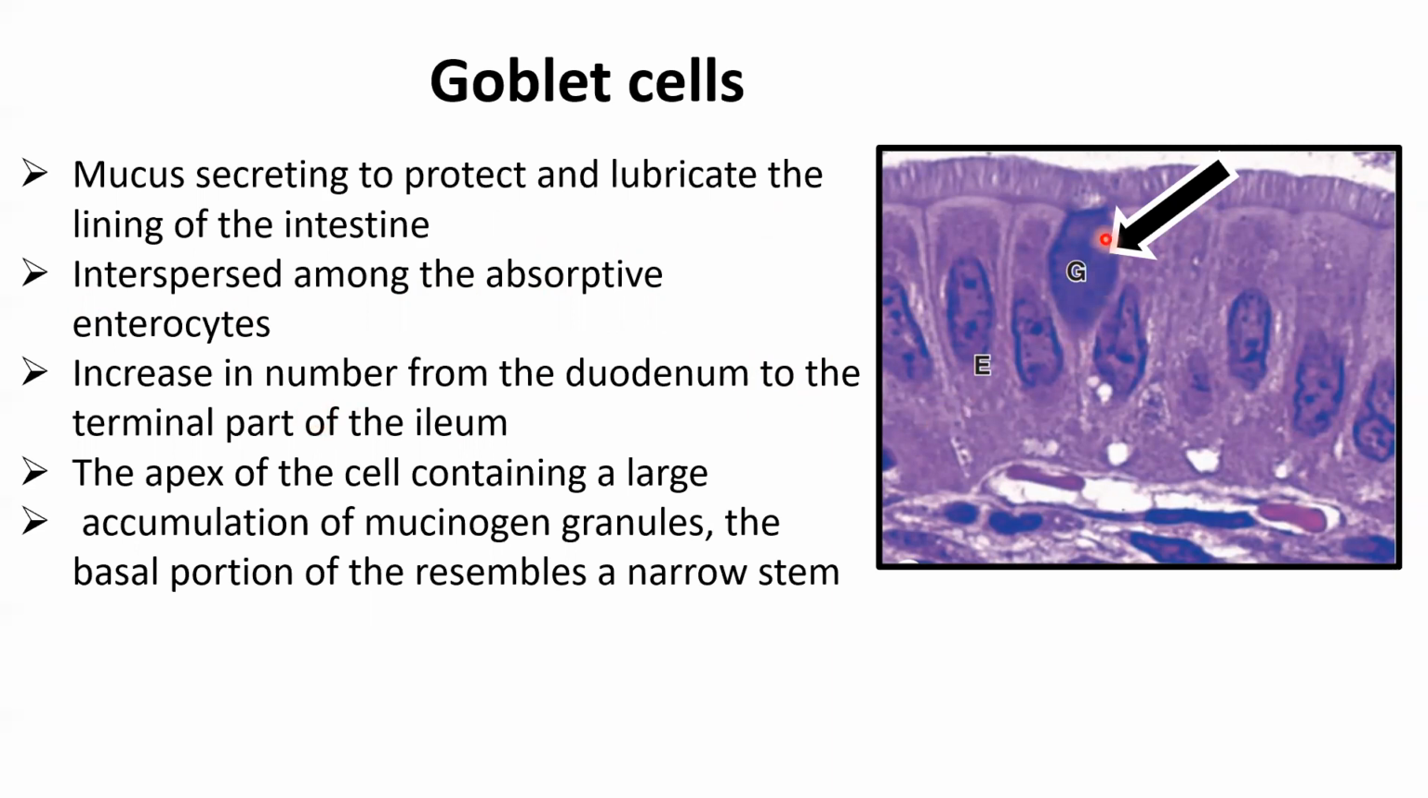The apex of the cell, which is this part here, contains a large accumulation of mucinogen granules, and this is especially stained. That's why in H and E it will look clear, similar to the other mucus secreting cells. And the basal part of the cell will look like a narrow stem. Again, these are the criteria of the goblet cells. You find that most of the cytoplasm contains the mucinogen granules up here, and the cell itself has a very, very narrow stem.